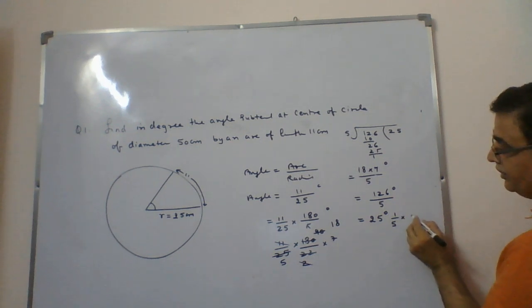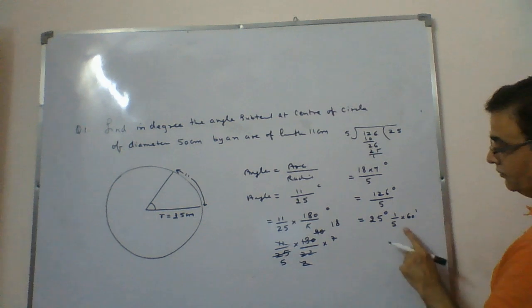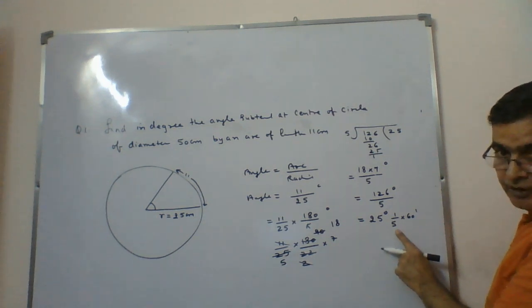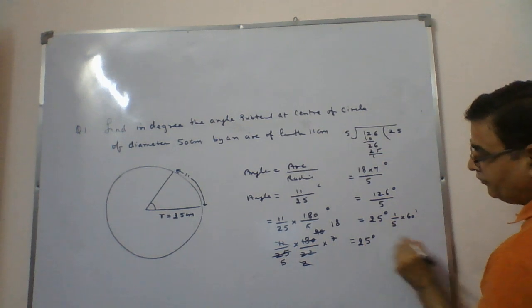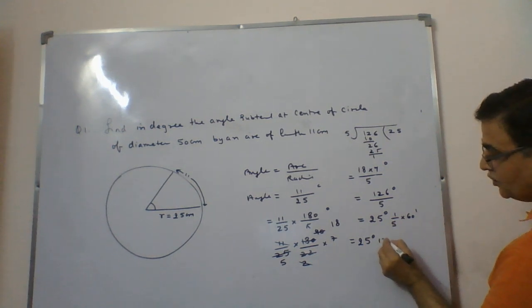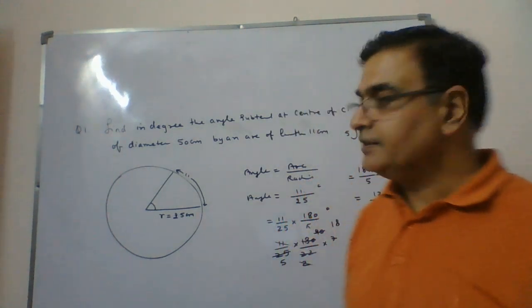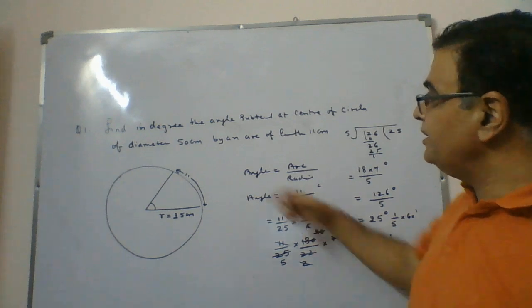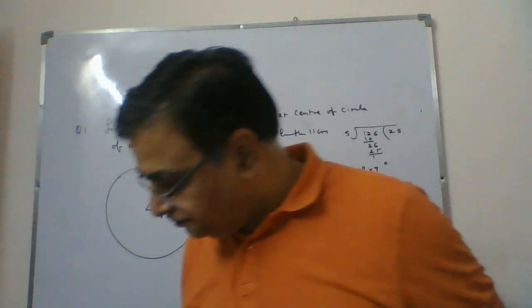So convert in degrees; it will be into 60 minutes. This was in degrees, but it was in fraction, so we should convert to minutes. So it will come out to be 25 degrees, and when 5 cancels, it will be 12. So 25 degrees 12 minutes is the answer. They are asking for the answer in degrees, so we can calculate that question here.